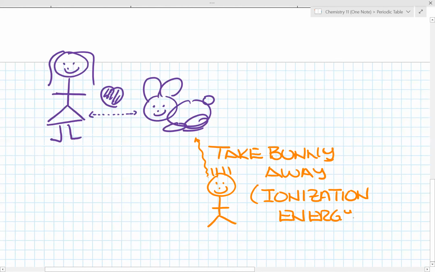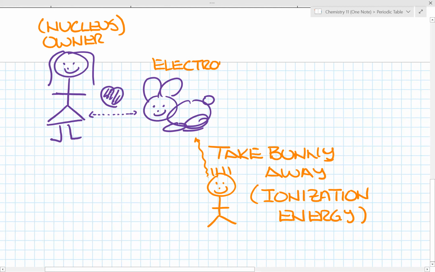So if there's a strong attraction between the bunny and its owner, the bunny is closer to the owner, and I'll put the word owner here. This would be like the nucleus. And so what happens is the bunny, which is the electron, is closer to the nucleus, and it takes more energy to take that bunny away. So the attraction is increased, so the radius is smaller and there's higher ionization energy.